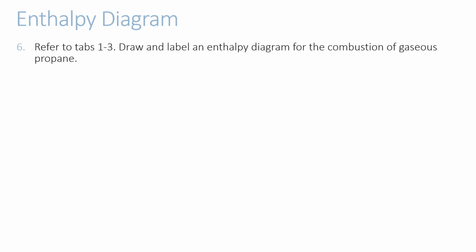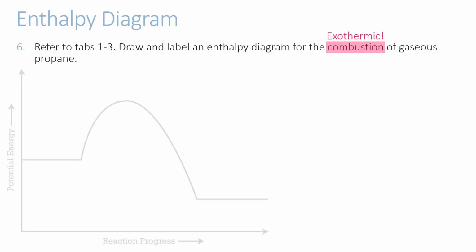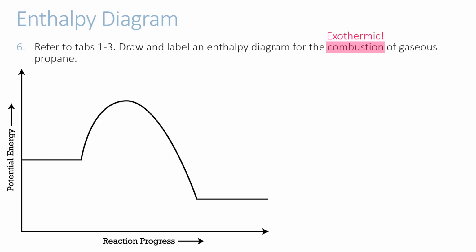The next question asks you to refer to several tabs and then to draw and label an enthalpy diagram for the combustion of gaseous propane. So first and foremost, we've got combustion. So right away, we know that this is going to be an exothermic enthalpy diagram. So here's an exothermic enthalpy diagram.